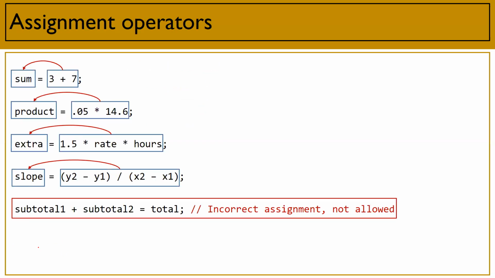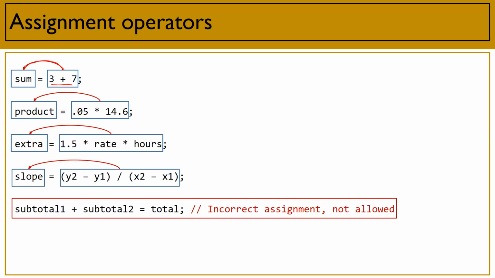Now let's look at the assignment operator. You will see assignment operators many times in your programming, and you have already seen them in the class example that we discussed. Let's say we write the expression sum is equal to 3 plus 7. How will this expression be evaluated? First, the expression on the right of the equal symbol, 3 plus 7, will be evaluated. 3 plus 7 is 10, and then that value will be assigned to sum. So sum will become 10.